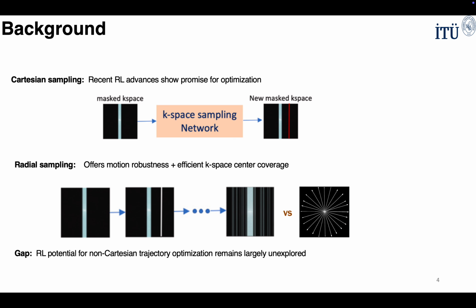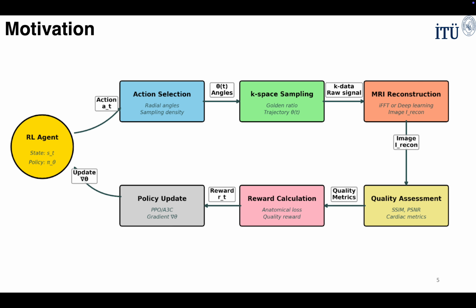However, there is a significant gap in the literature. The potential of reinforcement learning for non-Cartesian trajectory optimization, particularly radial sampling, remains largely unexplored. This is exactly what our work aims to address. Our motivation stems from the need for a comprehensive approach to cardiac MRI acceleration.